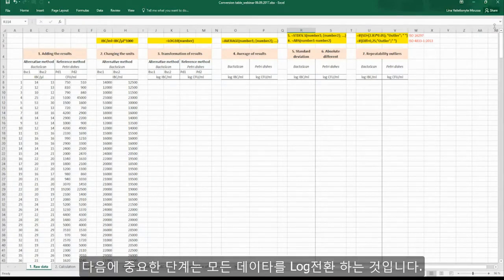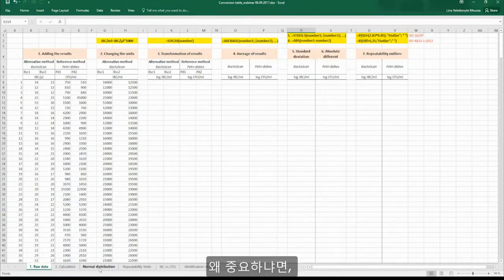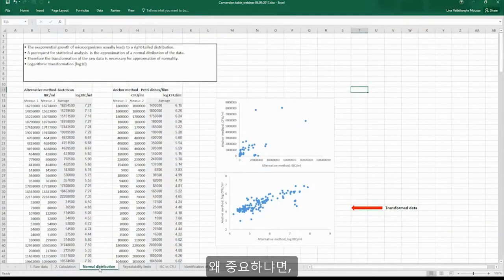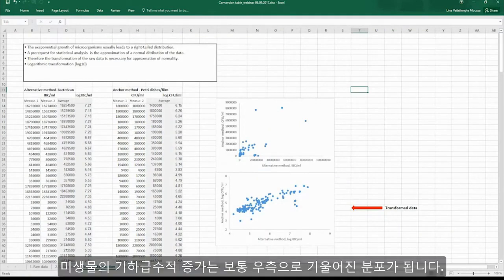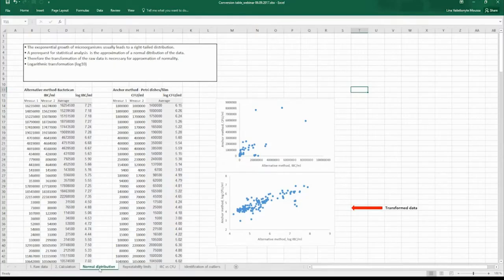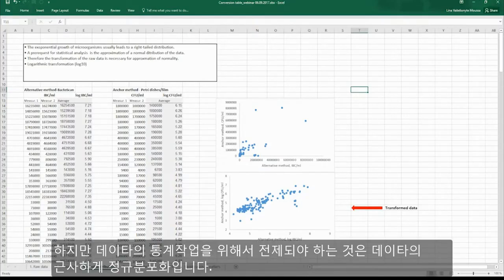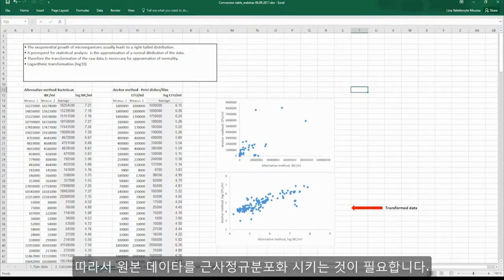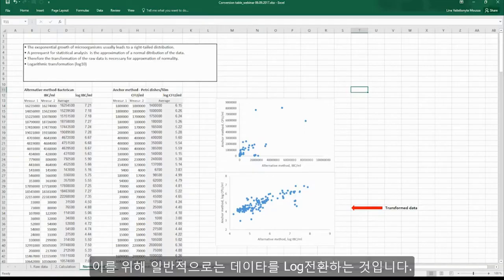The next very important step in conversion table calculation is to transform all data to logarithmic scale. And why is it so important? As you might know, the exponential growth of microorganisms usually leads to a right-tailed distribution. But a prerequisite for statistical analysis is the approximation of a normal distribution of the data, and therefore the transformation of the raw data is necessary for approximation of normality. This is usually a logarithmic transformation.